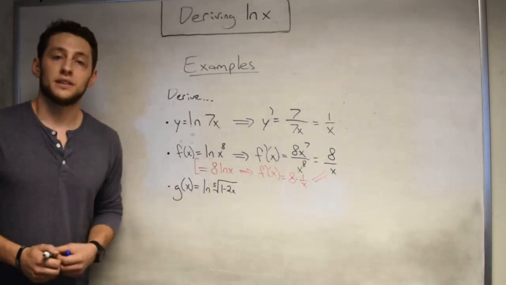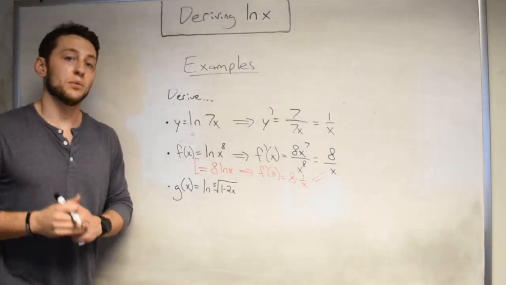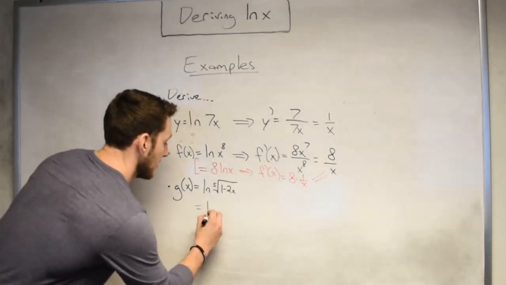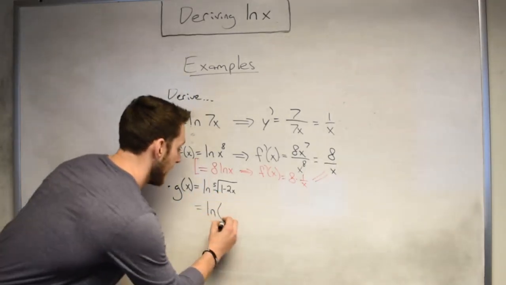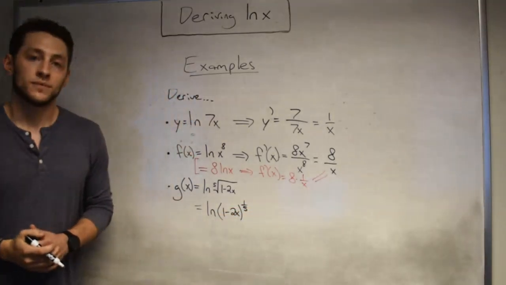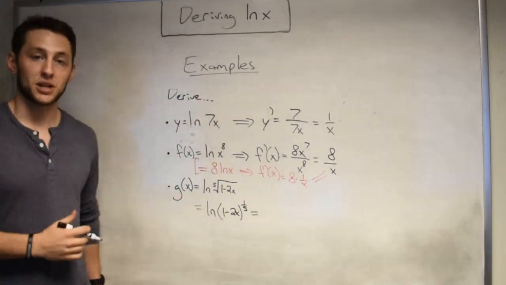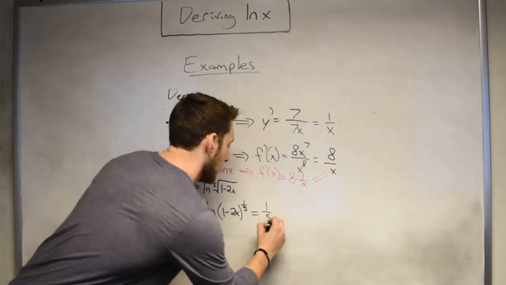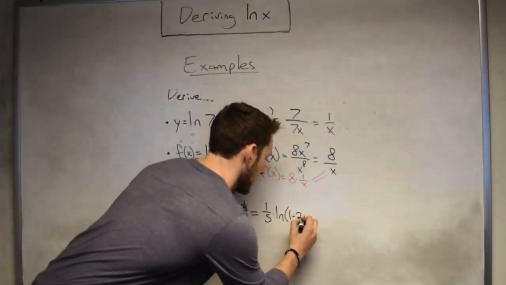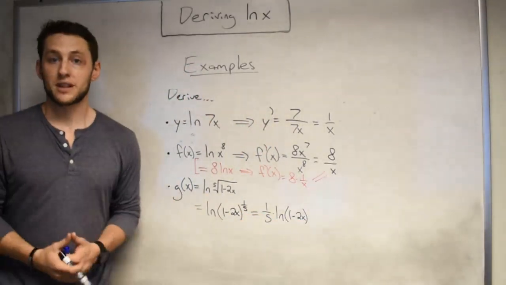g of x is equal to the natural log of the fifth root of 1 minus 2x. It will go a long way to simplify g of x first. For instance, I could write that fifth root as a 1/5 power. I could write this 1/5 power, power on the inside is multiplication on the outside, as 1/5 times the natural log of 1 minus 2x. But now I can derive this rather simply.